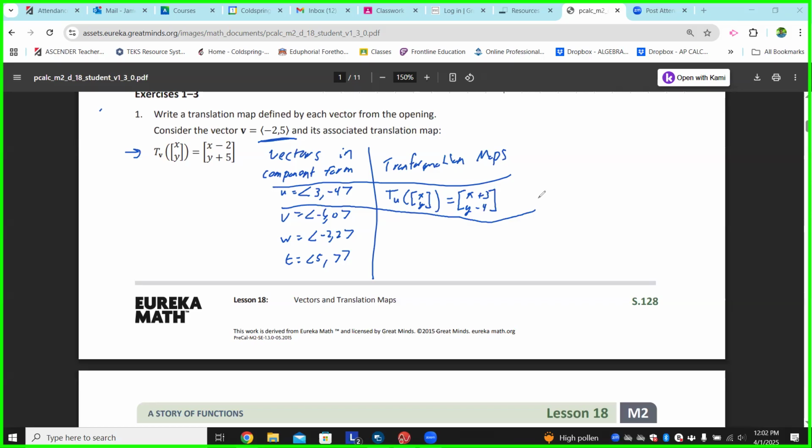So basically, if I wanted you to take a vector in space and I wanted you to use the transformation U, then I can take whatever that vector in space is and add 3 to the X and subtract 4 from the Y, and I would have its new transformation according to the transformation of U.